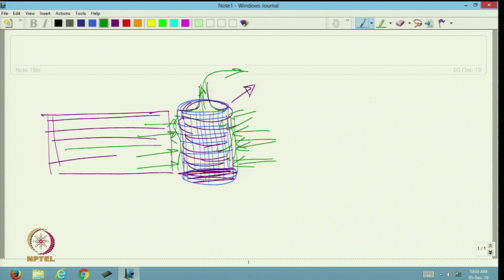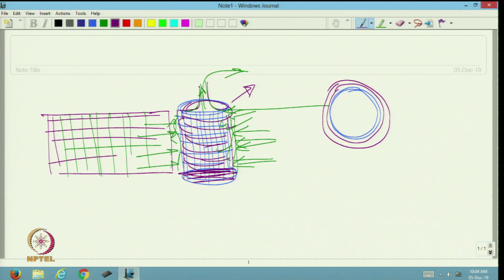Another way to use the cartridge filter: here we have used a flat filter medium. If we see the cross section, this is the support and the filter is wrapped like this to form a certain width.